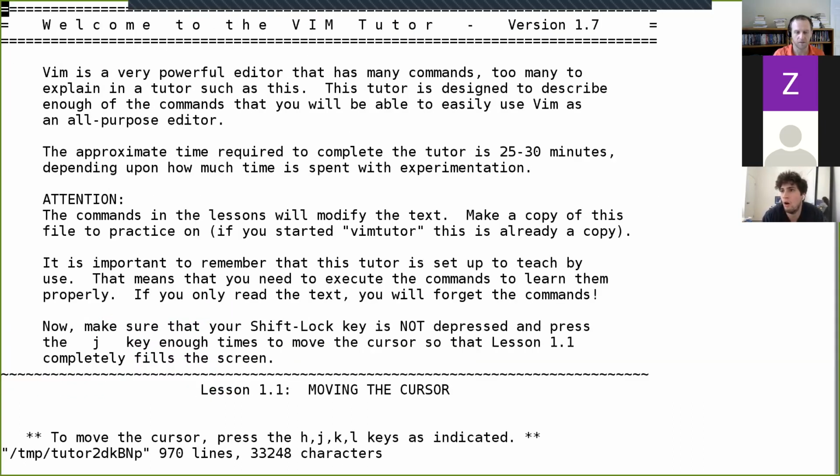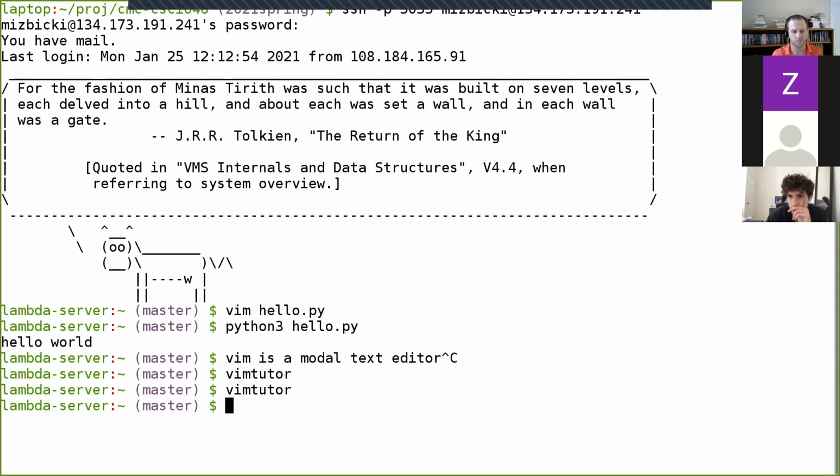So that's the main thing to remember at this point. The one takeaway from this first lecture is how to exit Vim: escape, colon, Q. Escape, colon, Q.